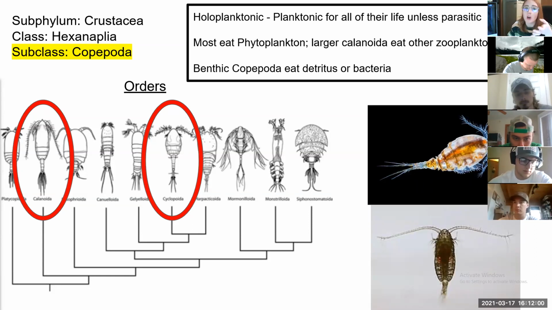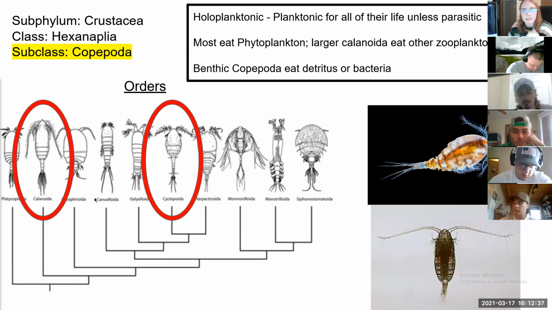These are all holoplankton, meaning they are planktonic for their entire life cycle, unless they're parasitic, which is a bit different because then they're tied to their host, right? So they're not floating in the water. Most eat phytoplankton. Larger Calanodia actually eat other zooplankton. They also can eat bacteria in the water. Benthic Copepodia actually eat detritus and bacteria, and so the abundances of those species and the species composition actually affects your nutrient cycling and your water chemistry.